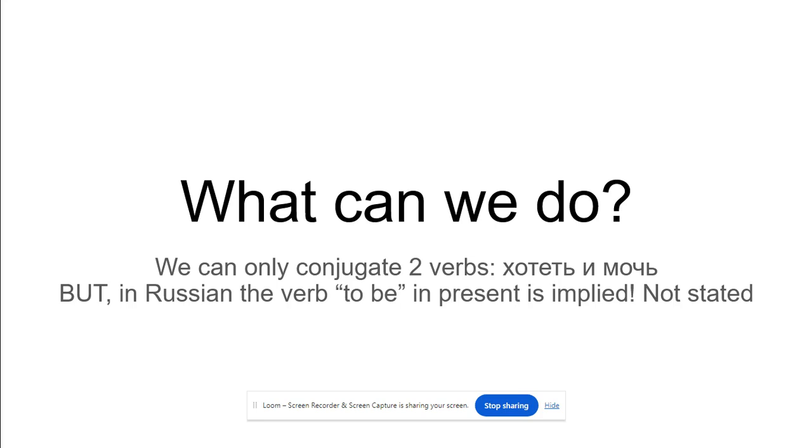So, those are the verbs хотеть and мочь. Of course, we know many more verbs than that, but we only know them in the infinitive form. Or is it in the indefinite form? Yeah, one of those.